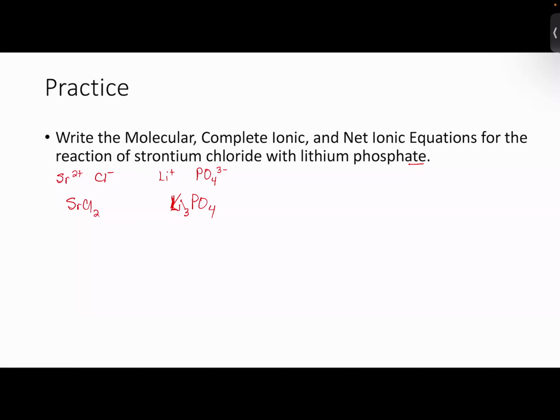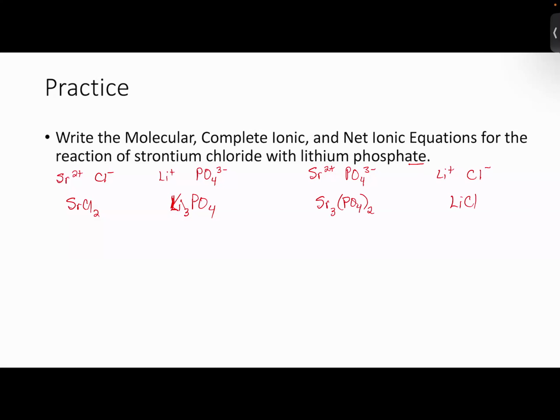Because we're starting with 2 ionic compounds, it means that this is a double displacement reaction, meaning that the cations will be swapping the anions they're attached to. So strontium will now be attached to phosphate. Taking the magnitude and crossing and dropping, it'll be Sr3(PO4)2. And then lithium chloride will be LiCl.